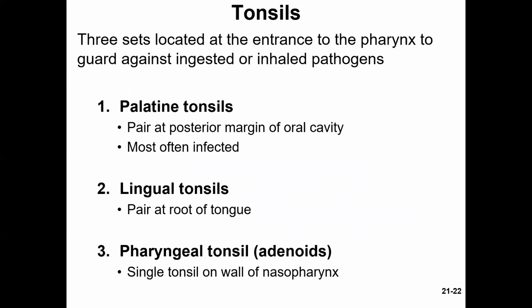Okay, the tonsils. There are 3 sets located at the entrance to the pharynx to guard against ingested or inhaled pathogens. The palatine tonsils are a pair at the posterior margin of the oral cavity, and these are most often infected. We have lingual tonsils, which are a pair at the root of the tongue. We have pharyngeal tonsils, or adenoids. It's a single tonsil on the wall of the nasopharynx.